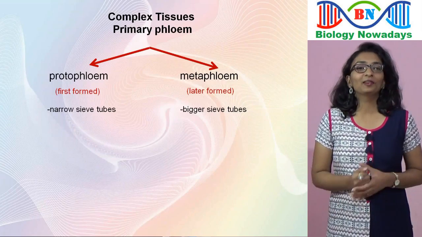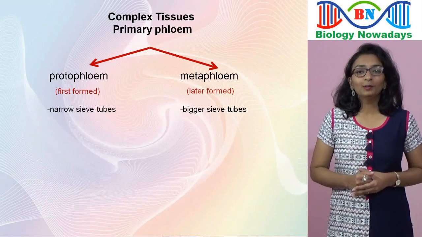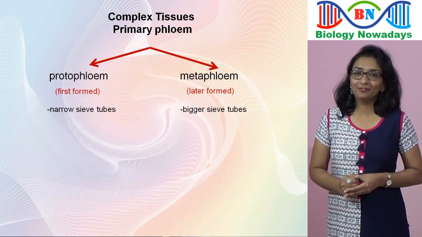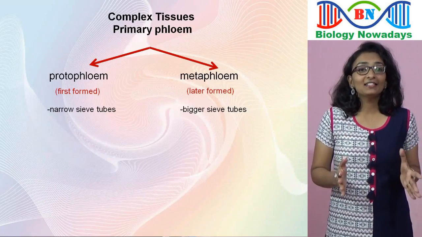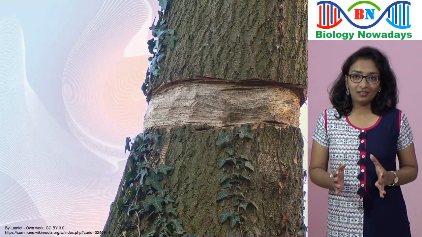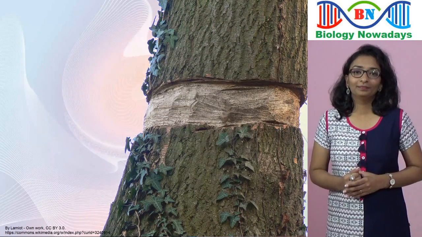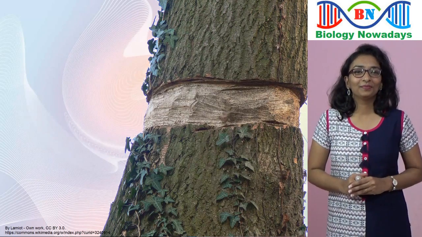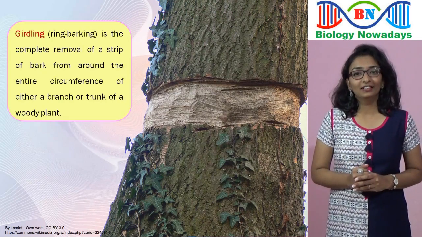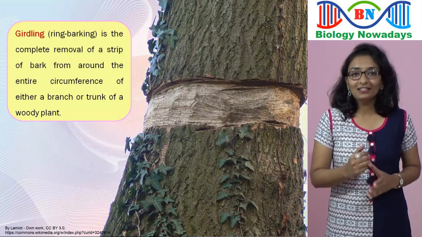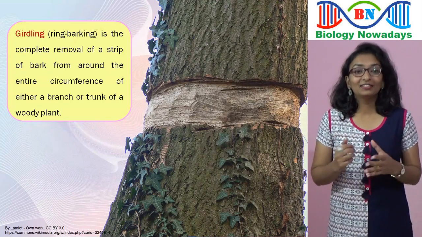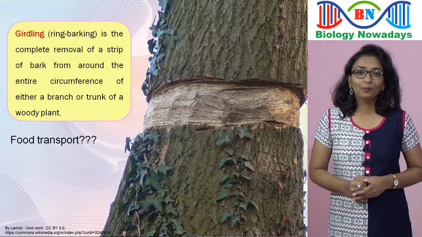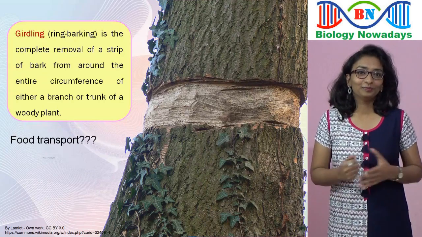That's all about phloem. But before I conclude this lecture, I have an interesting question for you. Suppose that I removed a ring of bark from the base of a tree, just like this. This process is called girdling. Now the question is, how will it affect the food transport? Will the tree be able to survive?